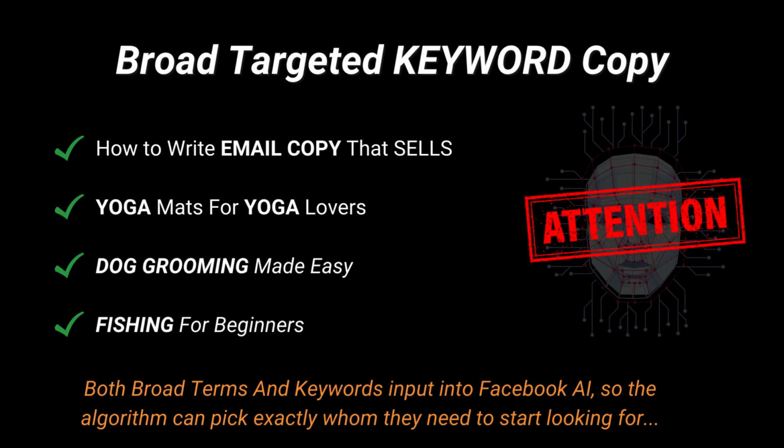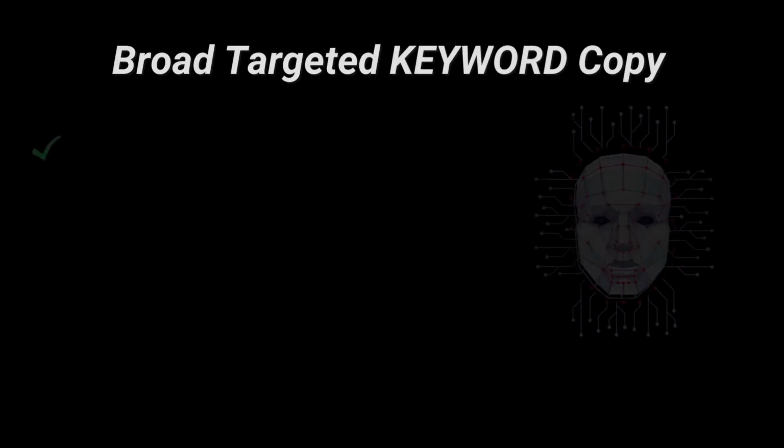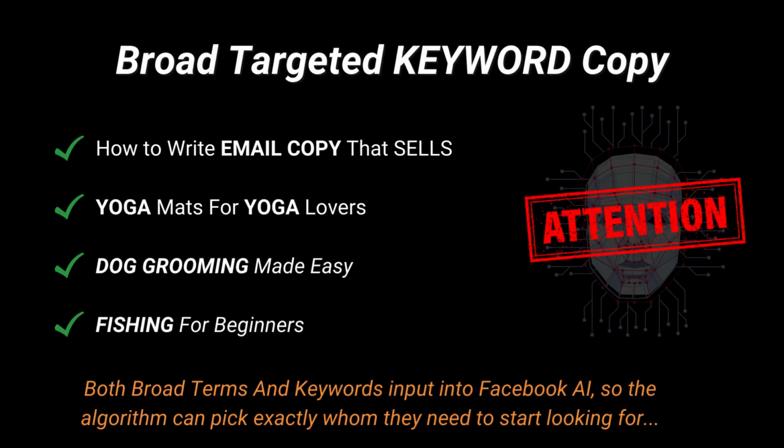And here's the thing, when you do this, it will put an input into Facebook's AI. Then it'll let the algorithm pick up exactly who they need to start looking for. And perhaps best of all, broad keyword terms will also capture the attention of your audience. So instead of being very specific, you want to use broad copy such as how to write email copy that sells, yoga mats for yoga lovers, dog grooming made easy, fishing for beginners. These examples are the kinds of broad words that you want to be using in your copy.